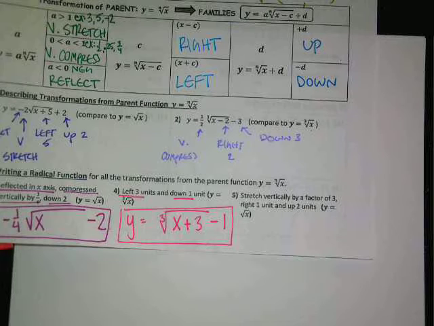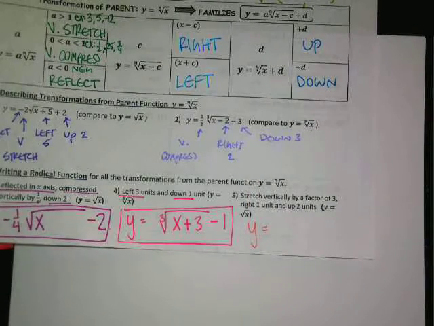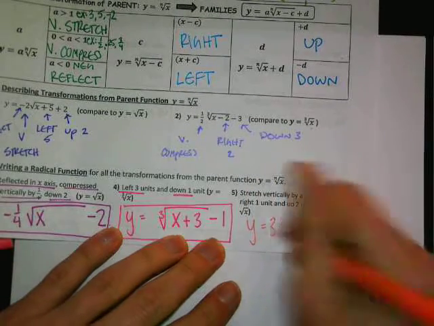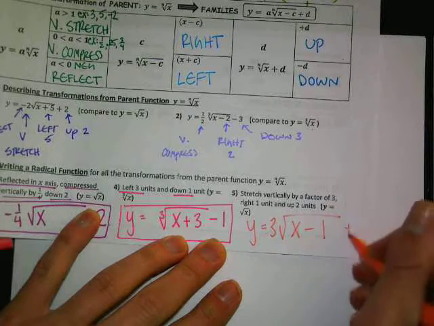You lost your x. So right after the root, there's going to be an x. So x minus 1 and plus 1. All right, so I'm seeing that everybody is getting the right answer. Tell me what I'm going to write. 3 square root x minus 1, plus 2. Very good.